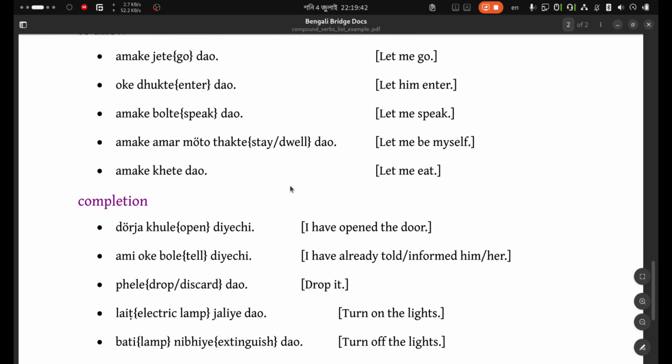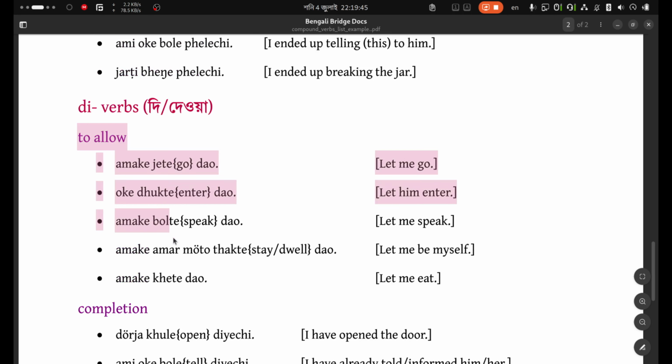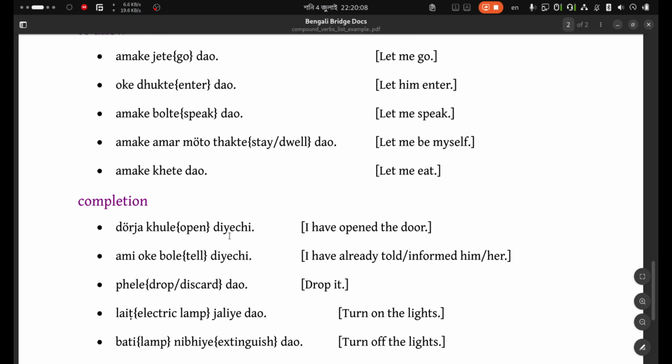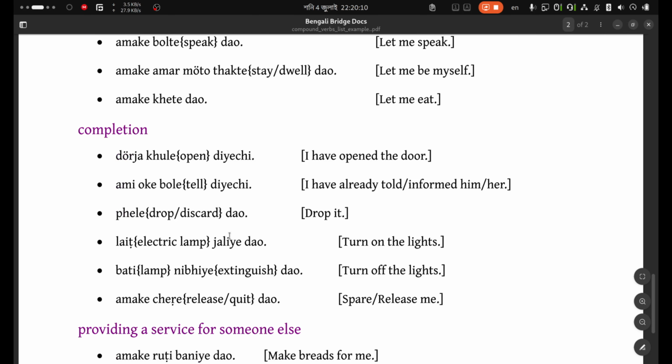This section was pretty easy. You could come up with as many verbs as you want, and any verb. Most of the verbs will work with this format. Jete dao, dhukte dao. You can use it with more or less any verb. Okay. Now the next category, completion.